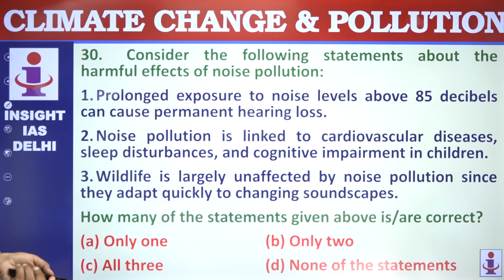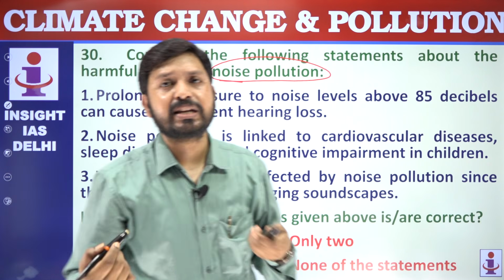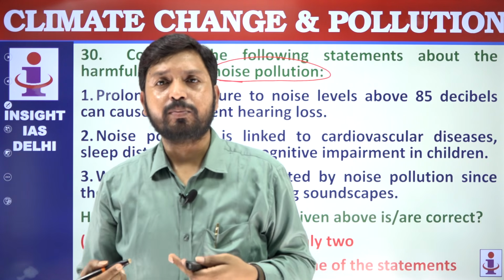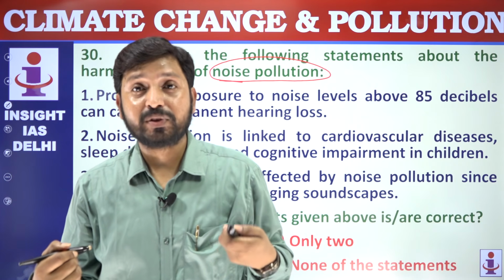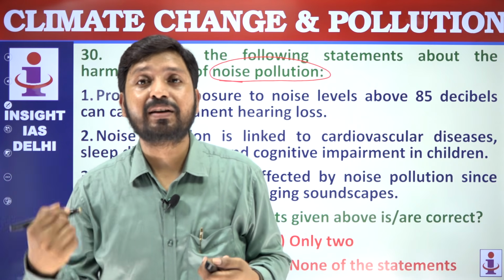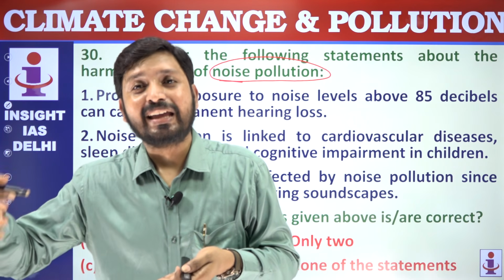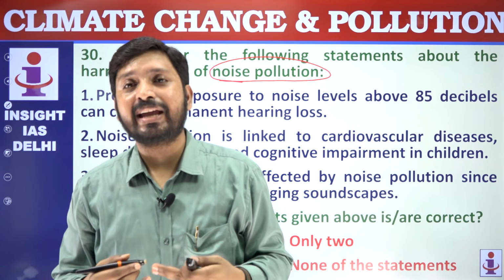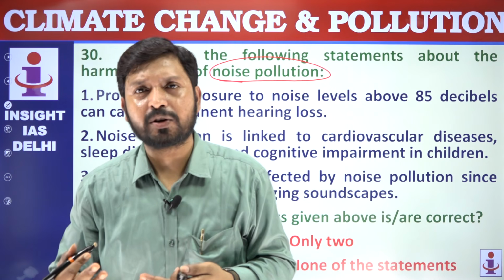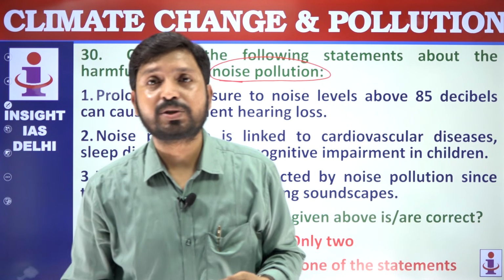Next one. Consider the following statements about the harmful effects of noise pollution. Okay, so we know noise pollution means if you continuously hear very, very high volume, for example on phones they say don't use headphones at high volume because it will damage our eardrums, okay. So that's why there is a limit of noise which we can hear, right? Beyond that it will be a disturbance and have negative impacts on our health also, okay. That is nothing but 85 decibels, and it will cause cardiovascular disease and hearing issues, all these things will be there.